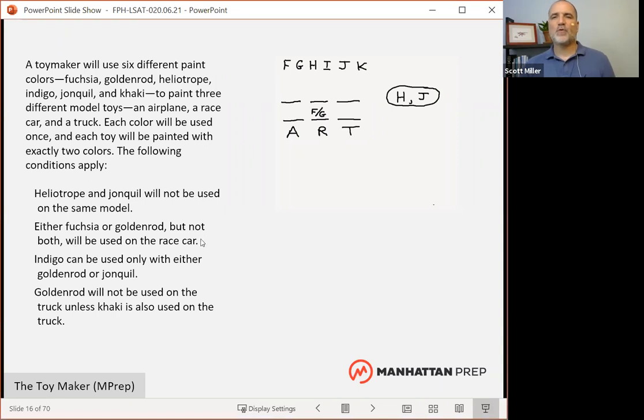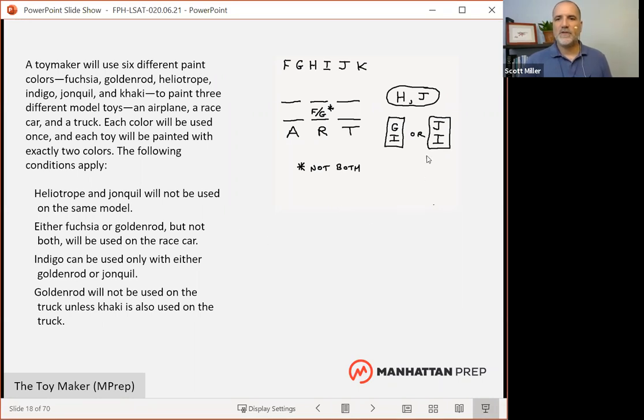So we have this rule that either F or G will be in the race car, but not both. There are probably a few different ways to diagram this, but there's nothing wrong with just doing a little asterisk next to that and saying, but not both. Sometimes you don't have to diagram things in some elegant, perfect way. It's okay to just write out a little note like, but not both.